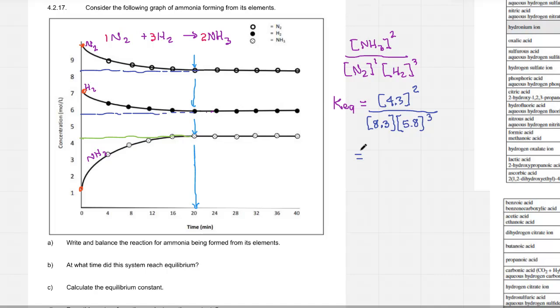Okay, find calculator on desk. Key numbers into calculator. 4.3 squared divided by 8.3, also divided by 5.8 to the third, and I get 0.0114176 for the equilibrium constant.